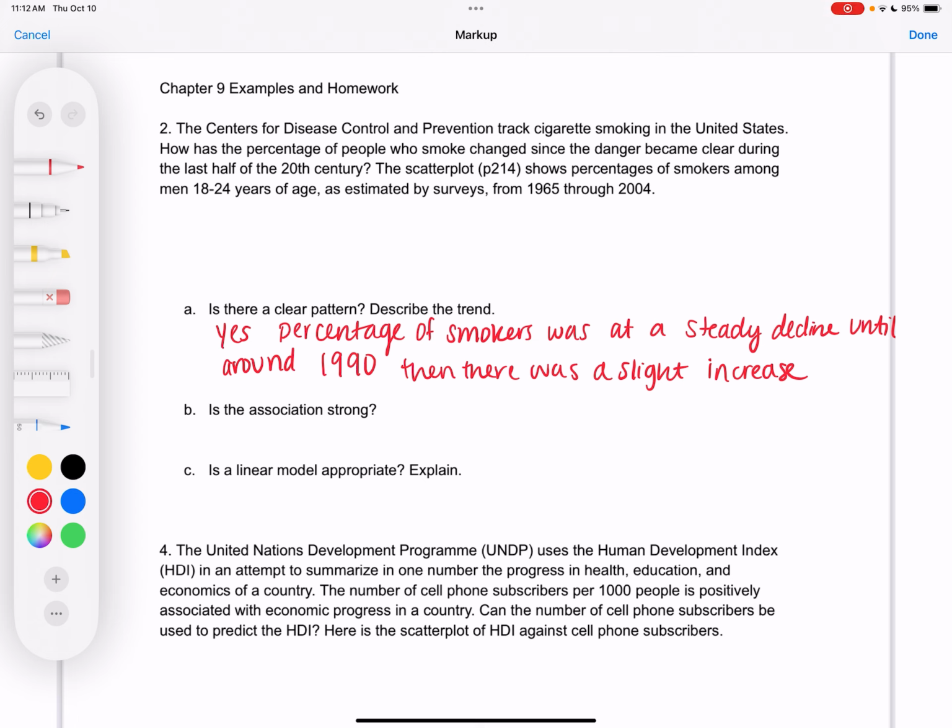Is the association strong? Yes. Yes, what kind? Moderate. Wait. Strong and moderate are like opposites. Okay.